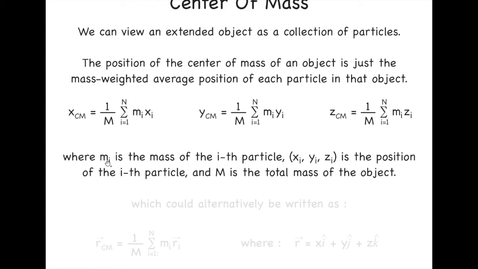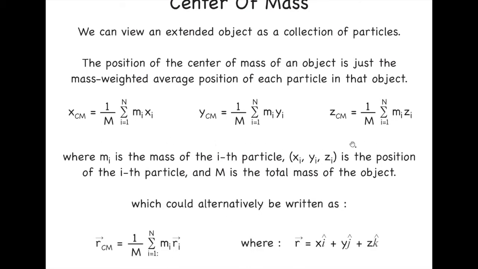In this notation, m sub i is the mass of the ith particle, right? And there's n of them. And the coordinates xi, yi, zi give the position of that particle, and m is the total mass when you add up all of those n particles together.